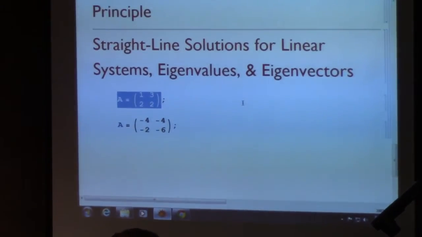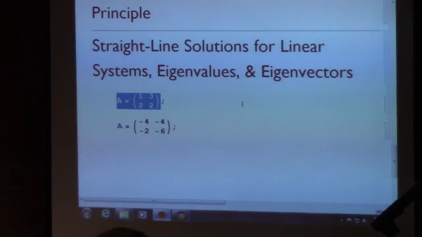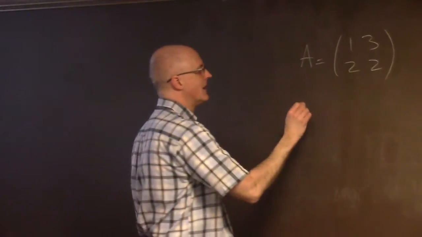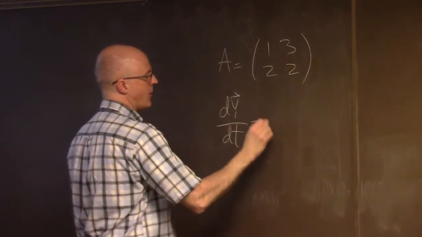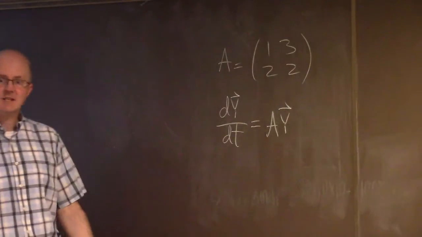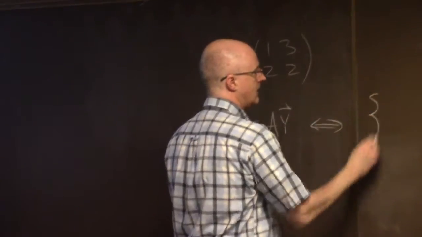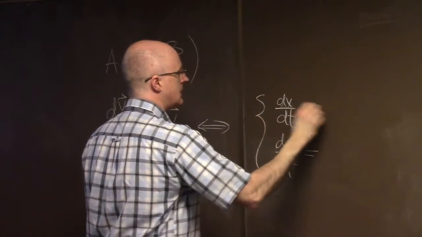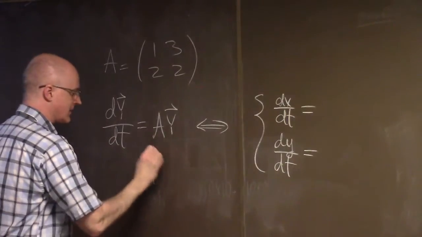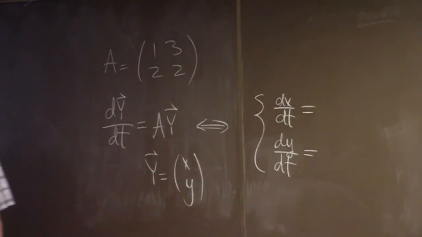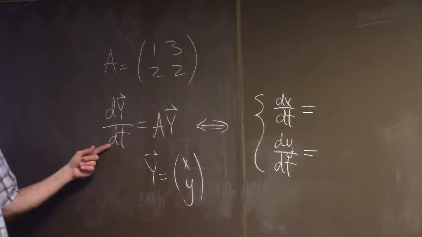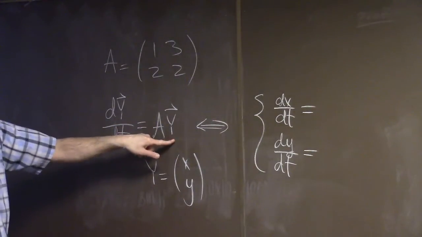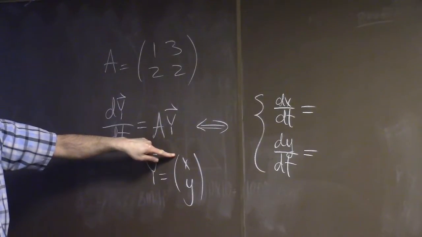A equals 1, 3, 2, 2. First thing you should realize in this type of problem, what I'm referring to is a differential equation in matrix vector form that looks like this. And that's going to correspond to a system of first order scalar equations. Capital Y is a vector whose components are little x and little y. And so d capital Y dt corresponds to a vector whose components are dx dt and dy dt. A times Y is this matrix times this vector. And by what I said the other day, what does that mean?